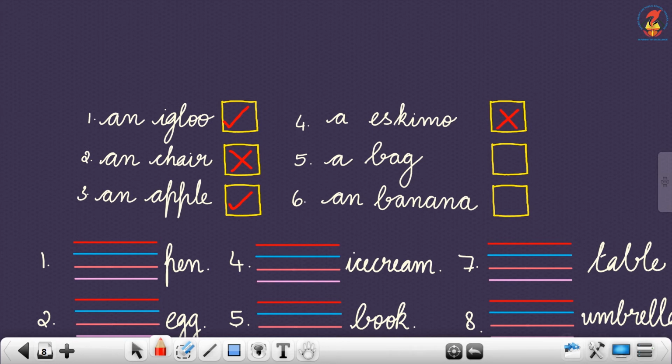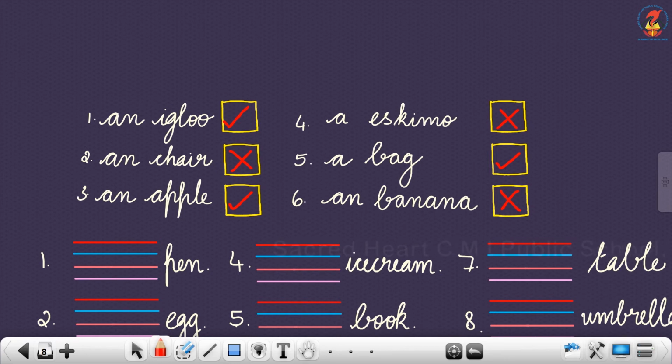Next, a bag. It is beginning with the consonant letter B, and before a consonant sound we should write the article a. So it is correct. Put a tick mark. Next, an banana. Here B is a consonant. So what should you write here? Before a consonant sound we should write article a or an? A. Is it correct here? No, isn't it? So you should put a wrong sign. Have you done this? All did?